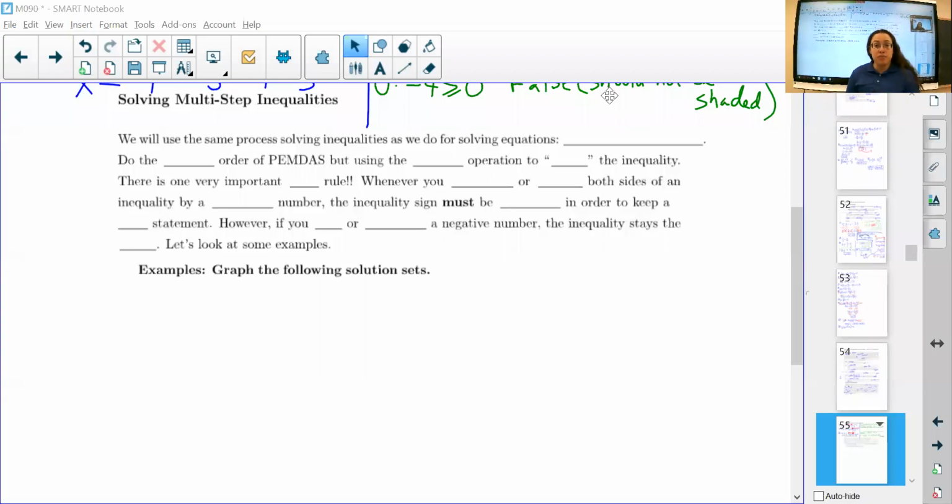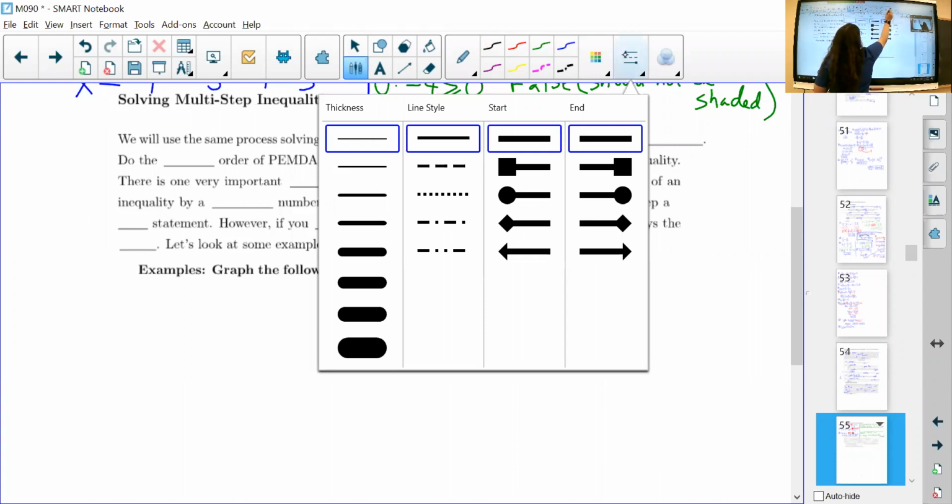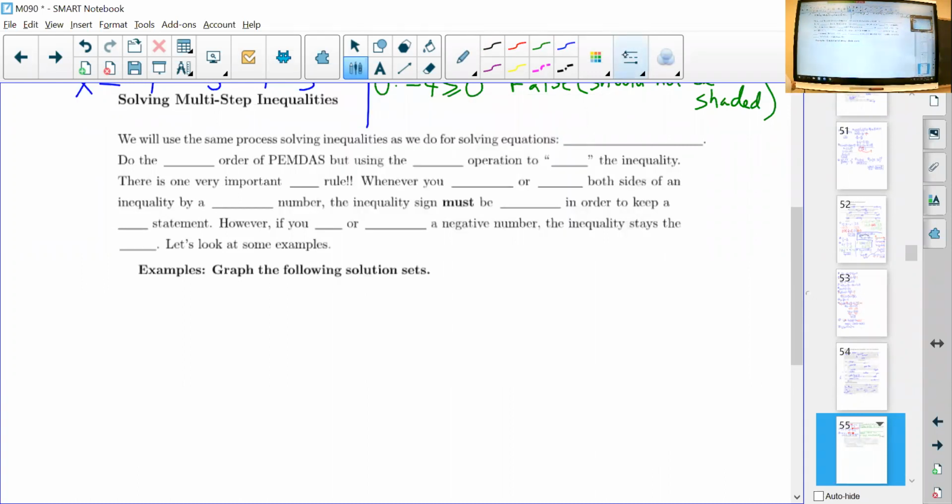Okay, let's look at the rest of page 55. So, solving multi-step inequalities. Multi-step inequalities are a lot like equations. So we're going to use the same process, which is to isolate the variable.